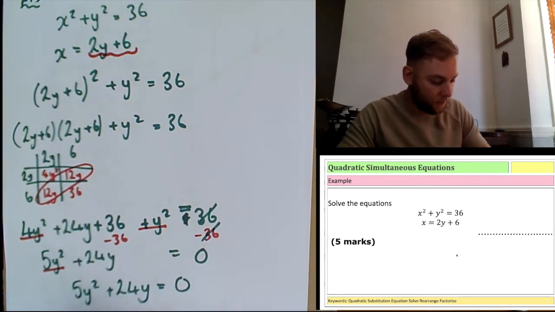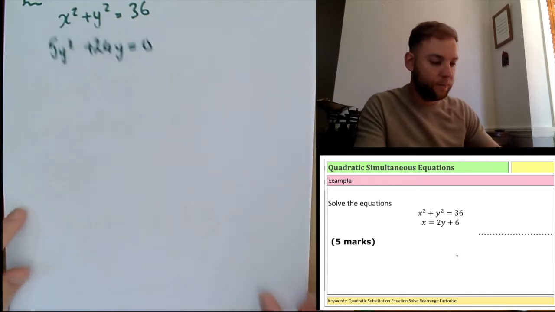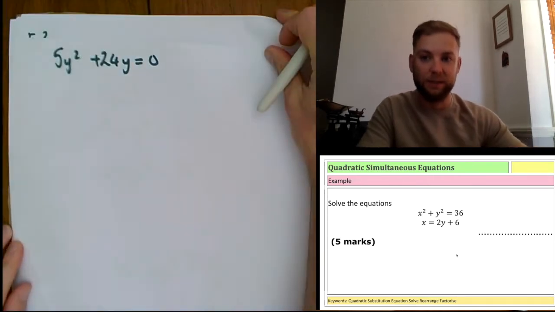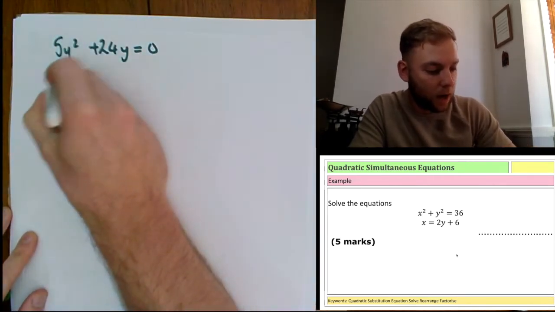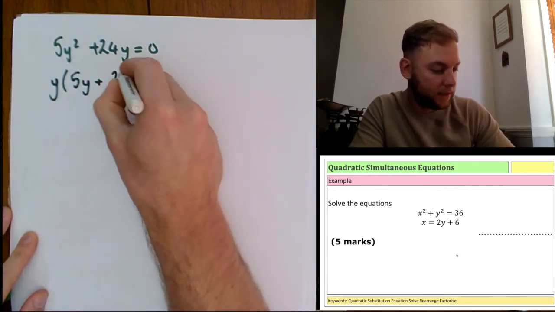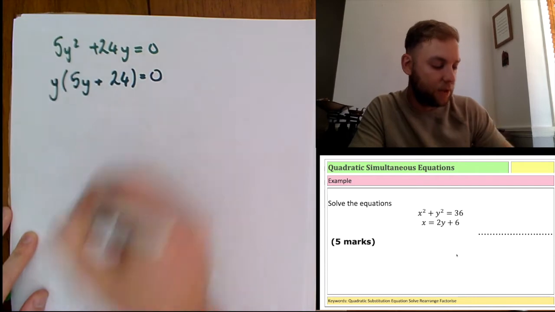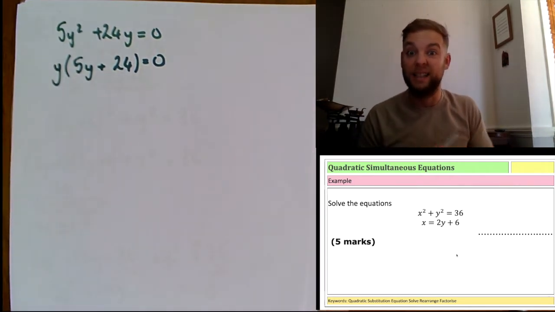So 5y squared plus 24y is equal to 0. So I can factorise this into a single bracket. So what can I take out? I can take out y, bracket 5y plus 24, is equal to 0. Okay, so now I've factorised it into a single bracket.